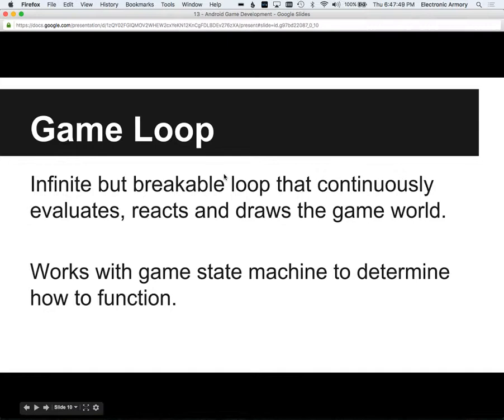So we have the game loop. This is an infinite but breakable loop that continuously evaluates, reacts, and draws the game world. This is where we get the concept of frames per second. It is essentially how many times the game loop can execute per second. Usually a good FPS, frames per second, is roughly about 60. Though if you can get 90, that's pretty cool.